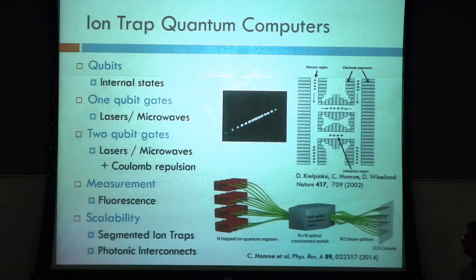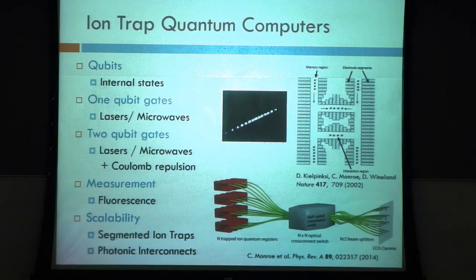And currently, for scalability, there are two main ideas. The one idea is you basically have a CCD chip, a chip with many electrodes, and you shuttle the ions around, like a charge-coupled device sort of thing. The other one is you have a small quantum register, which is then entangled with other quantum registers via photon interconnect.